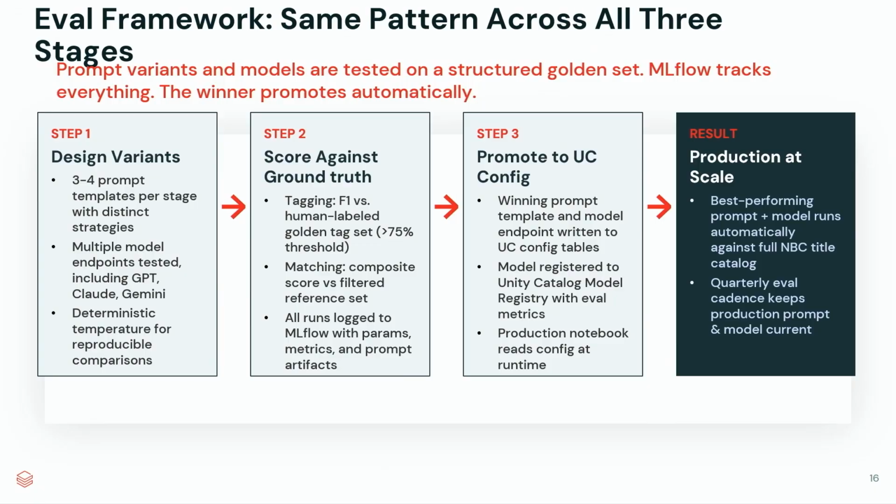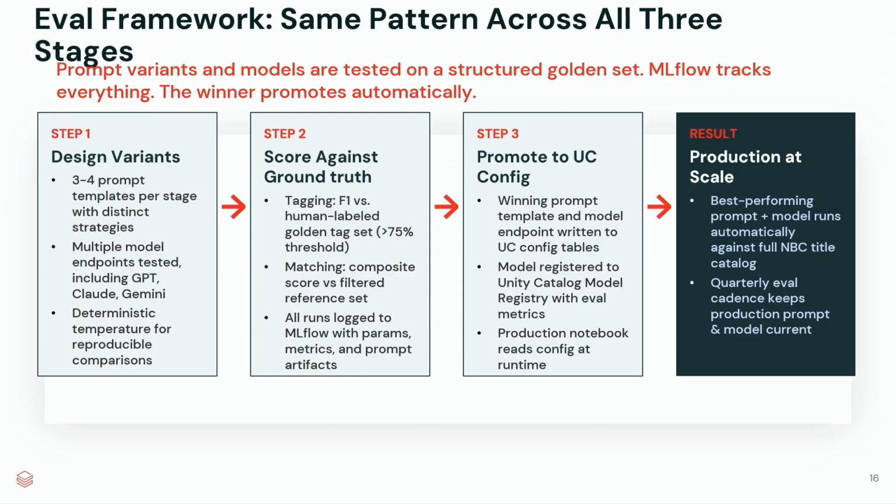The evaluation framework is largely a four-step process, but it runs identically for every stage of the match. So we have evaluation of prompts and models for synopsis generation. We have one for content tagging. We have one for ad matching. It starts though with selecting prompt variants.